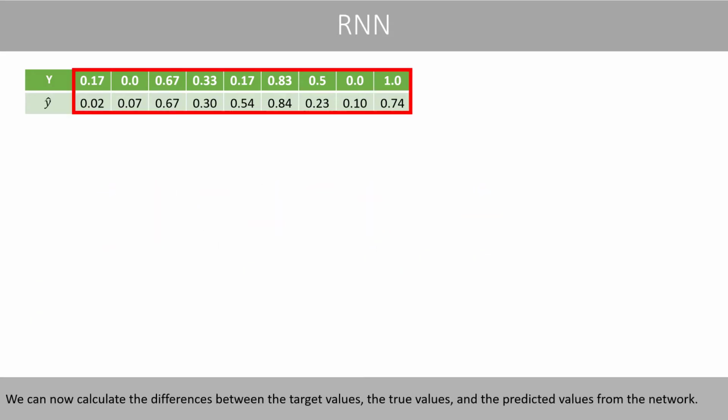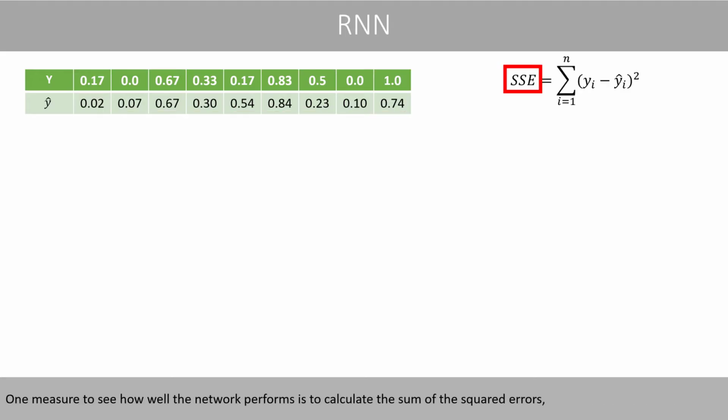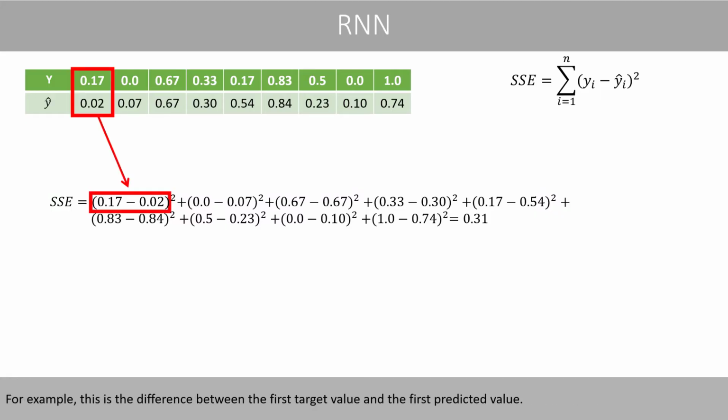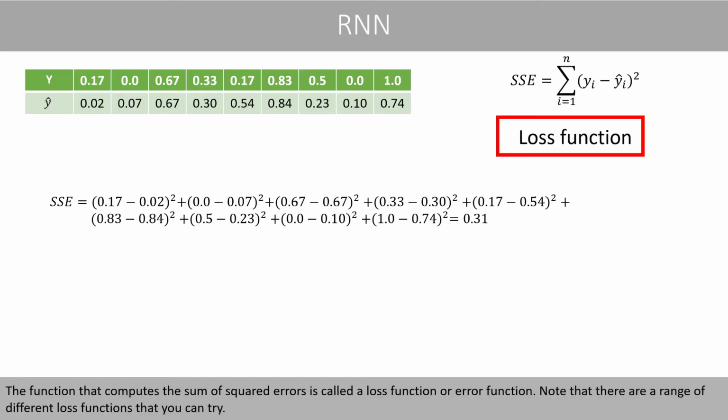We can now calculate the differences between the target values, the true values, and the predicted values from the network. One measure to see how well the network performs is to calculate the sum of the squared errors, where we sum the squared differences between the target values and the predicted values by the network. For example, this is the difference between the first target value and the first predicted value. The function that computes the sum of the squared errors is usually called a loss function or an error function.